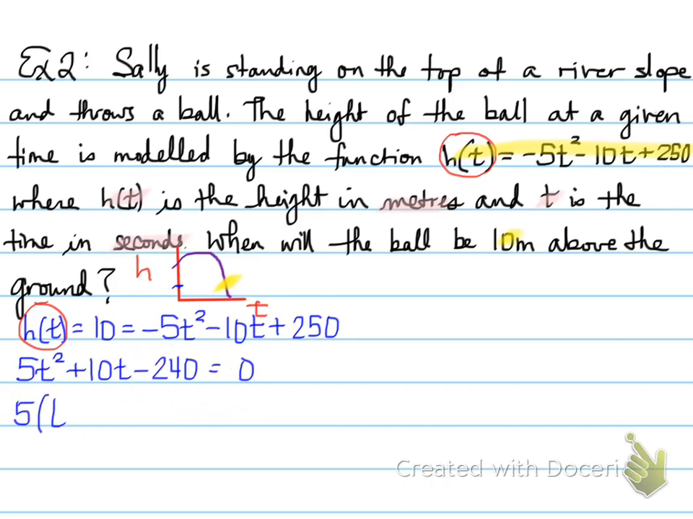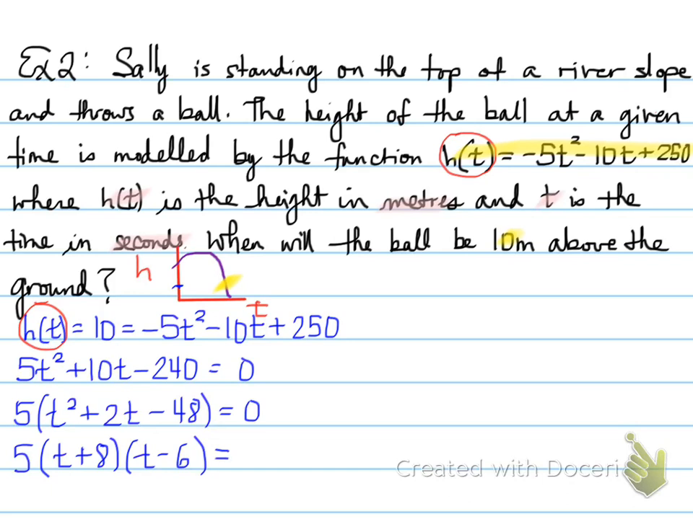Next step you're going to do is common factor. You common factor the 5 out, and you get t squared plus 2t minus 48 is equal to 0. Next step is to factor again. So we common factored, and now we're going to factor using our product-sum rule. What two numbers multiply to give you negative 48 and add to give you 2? That is plus 8 and minus 6. So we have 5 times t plus 8 times t minus 6 equals 0. Now, what are our t values? The t values are negative 8 and 6.